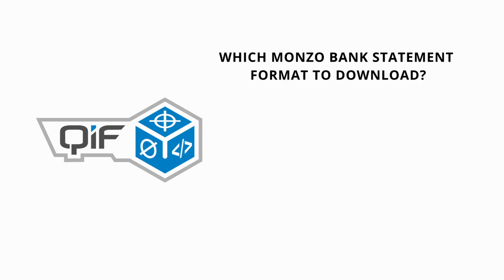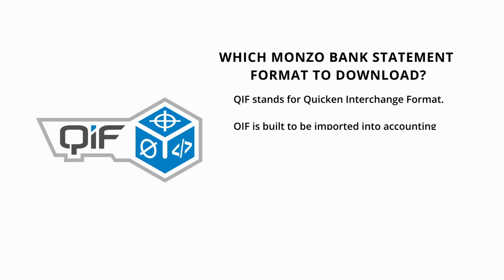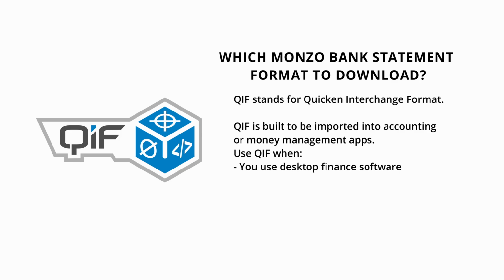Third, QIF. QIF stands for Quicken Interchange Format. It's a very useful format designed specifically for financial software. Unlike CSV, which just shows data, QIF is built to be imported into accounting or money management apps. It preserves transaction types like payments, deposits, and transfers.